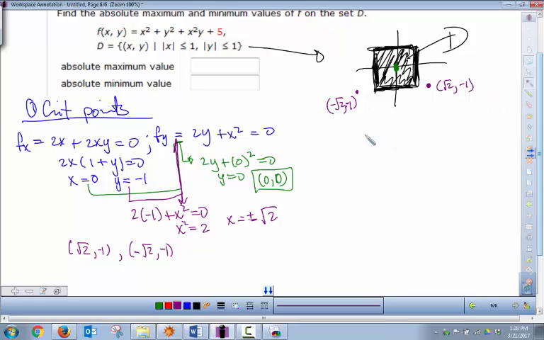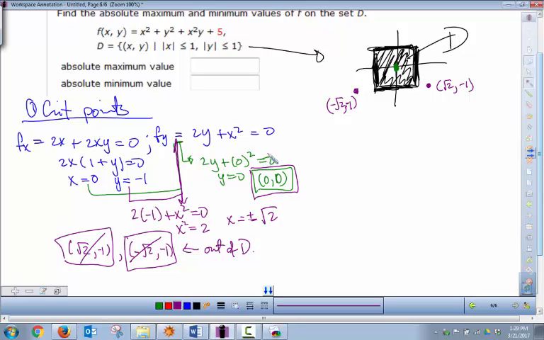So we got these 2 points that, according to our problem, we're not going to need, because they're outside of our region D. So we can just ignore those. I would box them up, but I would probably cross them out because they're not going to account for us. So right now, the only critical point that we're going to care about is 0, 0.